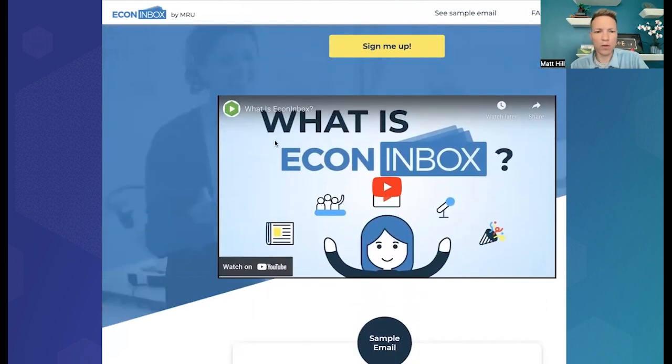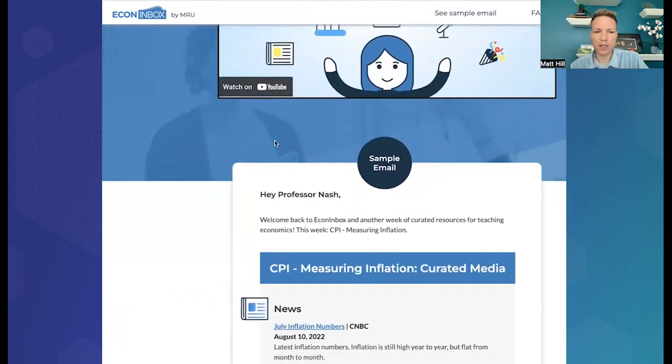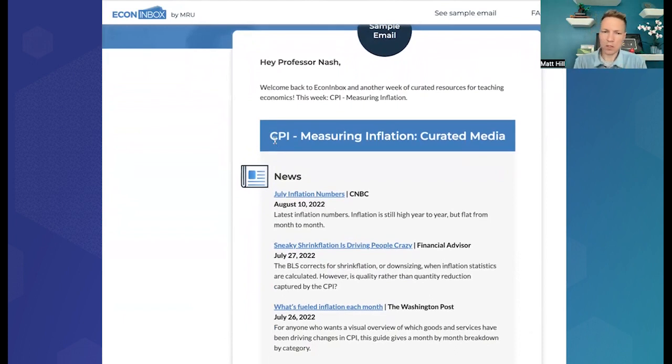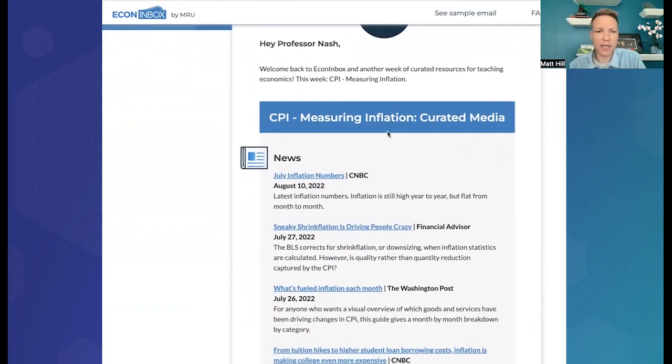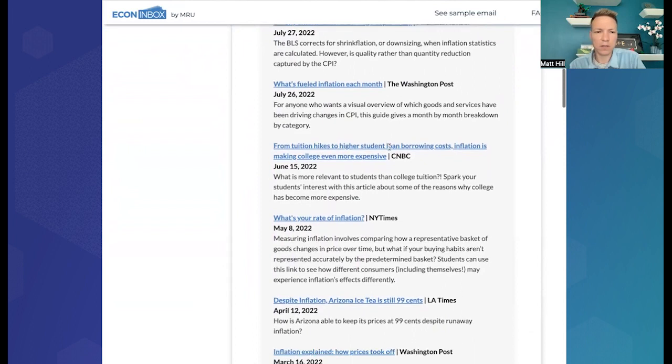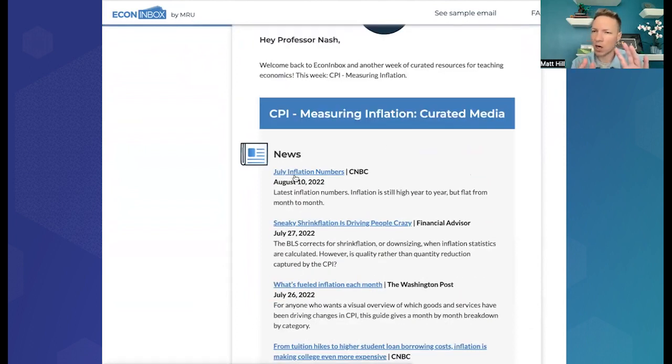For those of you that are not familiar with EconInbox, essentially what we do is you tell us what you're teaching and what weeks you're teaching it. And then we send you an email that is tailored to what you're teaching that week. So this is the inflation example. Say you were teaching inflation, it'll give you some recent news articles. We try to make it a mix of very recent news articles, like within the last 3 to 6 months.